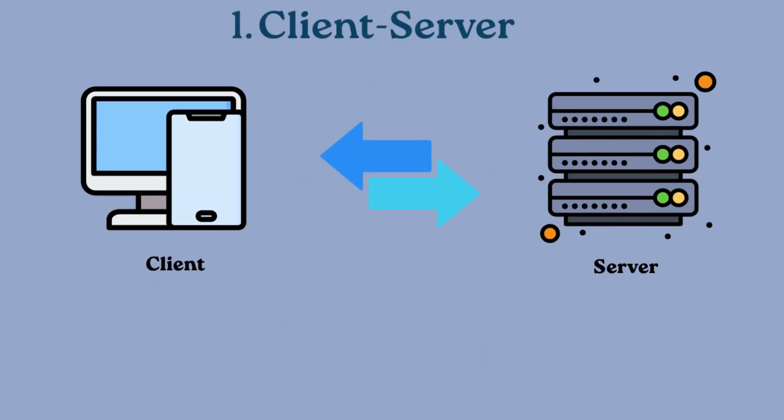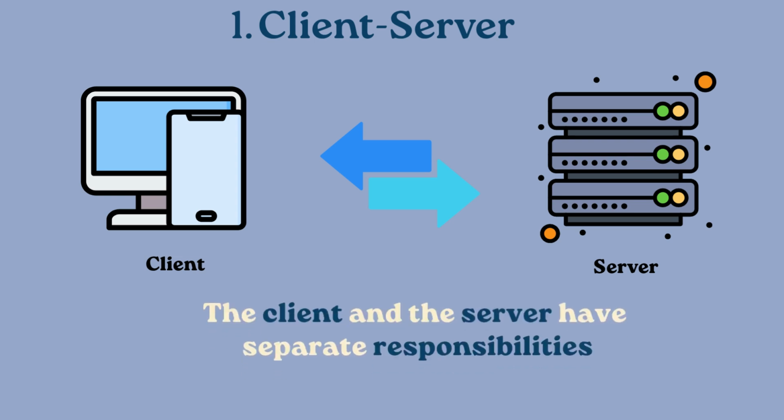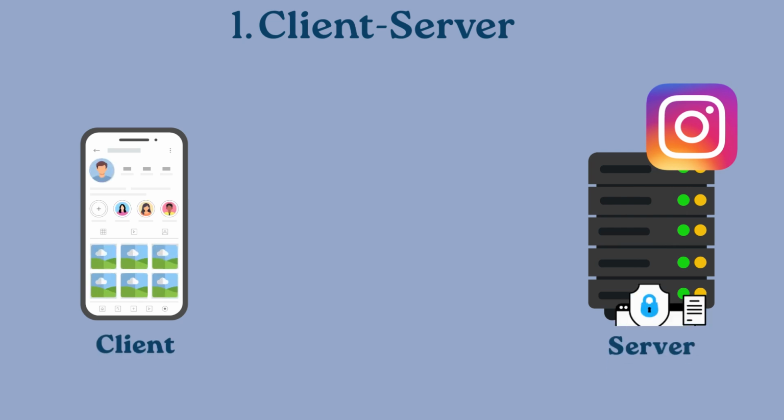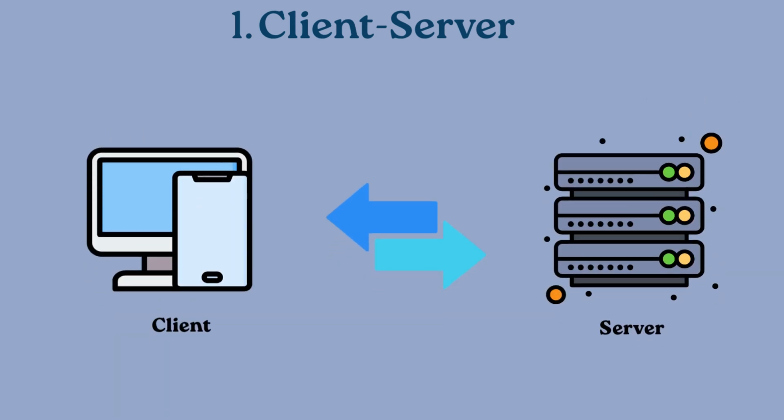The client-server constraint states that the client and the server have separate responsibilities. For example, when you open Instagram, your phone sends a request, and the Instagram server processes that request and returns the required data. The client focuses on displaying information while the server focuses on storing the data and handling the business logic. This separation allows client and server to evolve independently.